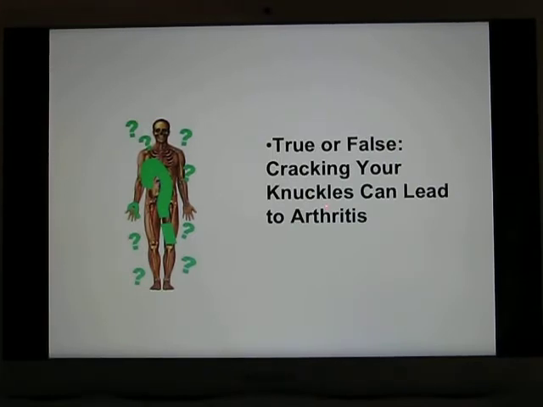If you like to crack your knuckle, and when we talk about the joint, you may think, well, okay, if you crack the knuckle, you lead to arthritis. Is it true or false? And the answer is it's false. The arthritis comes from inflammation happening in the joint, not due to cracking the knuckle.